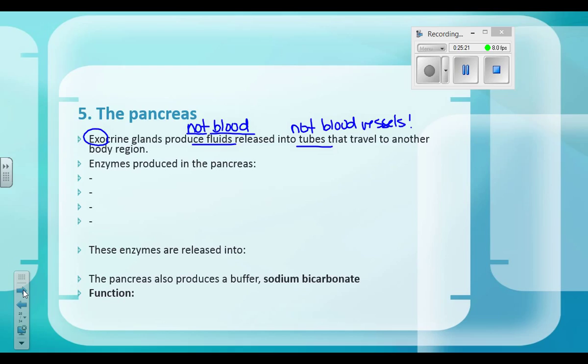I hope you can see I'm really emphasizing this is not blood vessels. You have plenty of other ducts and tubes that connect your organs besides blood vessels. And exocrine glands are not releasing their fluids into blood vessels. Now the fluids very often involve enzymes that are going to help break something down. We're going to focus on the enzymes because we're talking about digestion. Here are the enzymes that are produced in your pancreas.